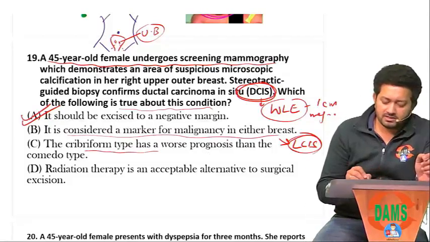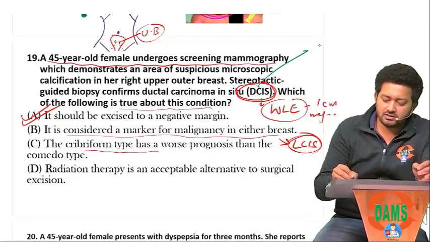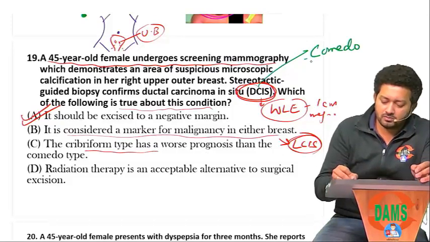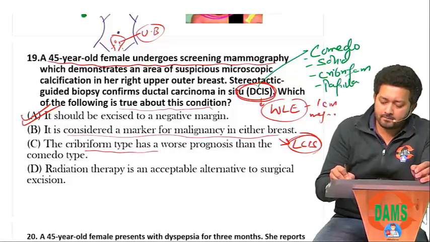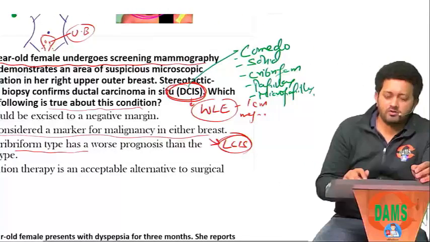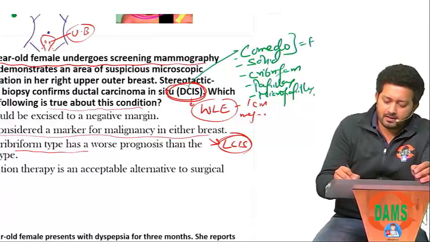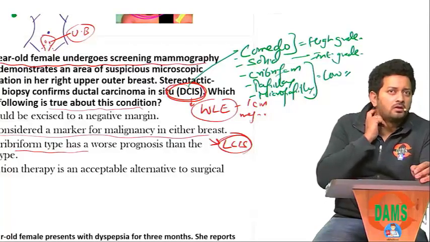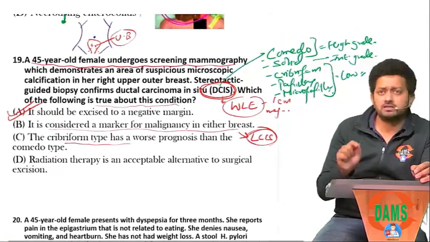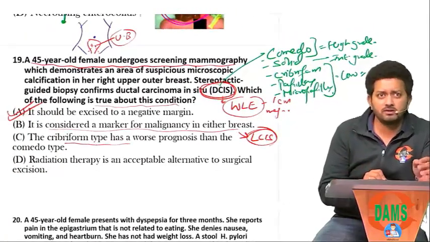The cribriform type has a worse prognosis. See, ductal carcinoma in situ has different types: comedo, solid, cribriform, papillary and micropapillary. Out of these, comedo is a high grade type and it has the worst prognosis. These are low grade, solid is usually intermediate grade. Okay, so comedo has the worst prognosis. Cribriform is usually low grade.